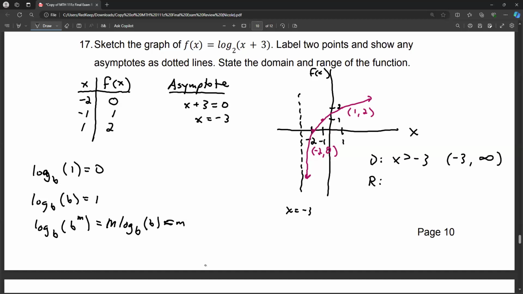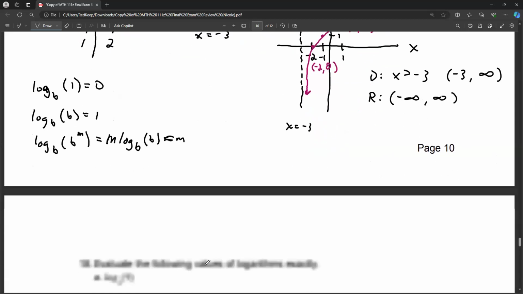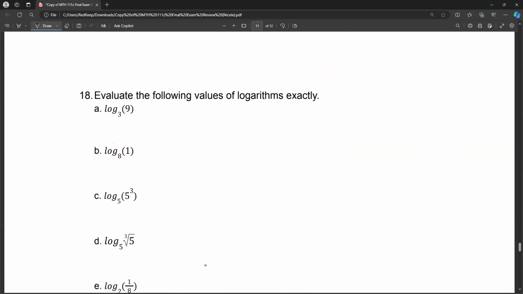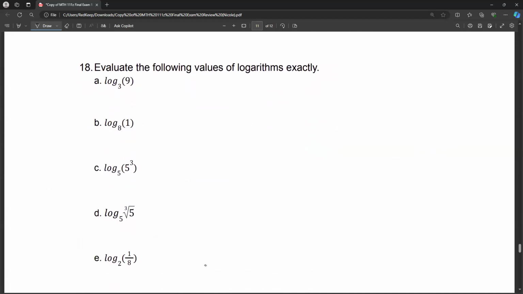The range, as we see from our graph, can just freely go from -infinity all the way off to positive infinity just fine. Perfect. And that would be question 17. Moving on to question 18. We're asked to evaluate the following values of logarithms exactly. Okay, let's do these one by one, of course.